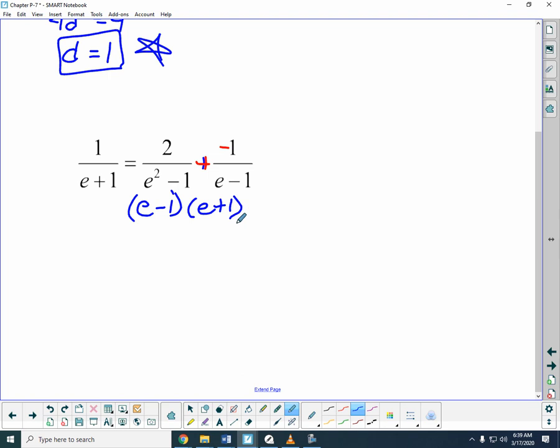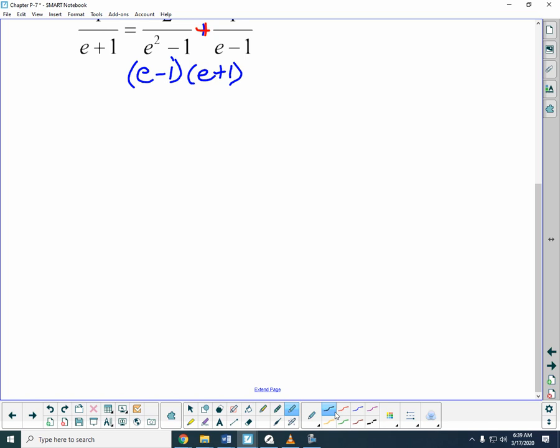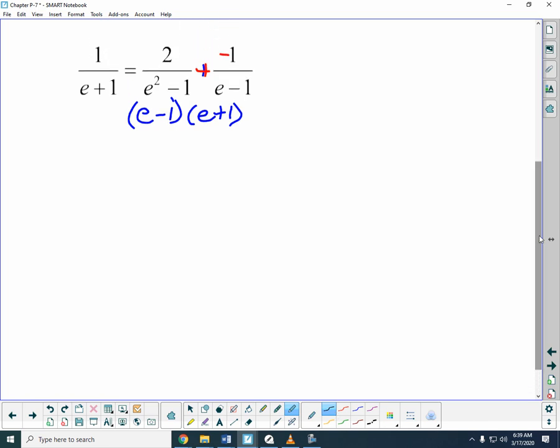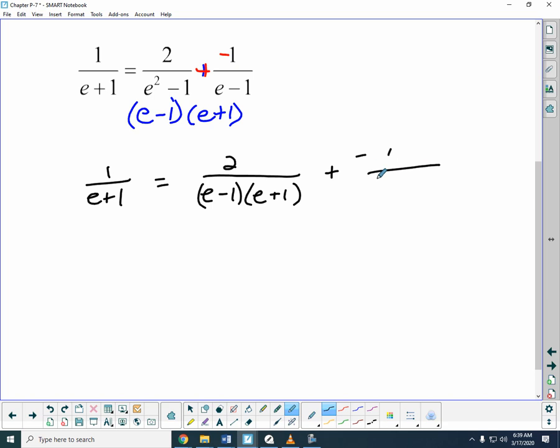So my common denominator is e minus 1, e plus 1. And so when I multiply both sides by that, if I want to, I can rewrite this. I'm going to get 1 over e plus 1. I'm just doing this so I have a little bit more room to work. 2 over e minus 1, e plus 1, plus a negative 1 over e minus 1.